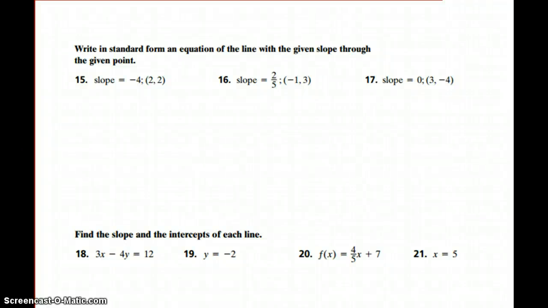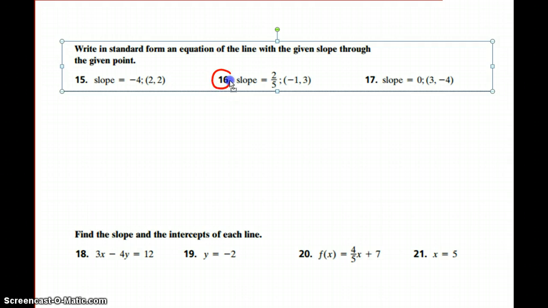Hi, here are some homework problems from section 2.2. I was surprised that nobody asked questions, so I just wanted to make sure that we could do the problems. So the problem I'd like to look at would be problem 16.